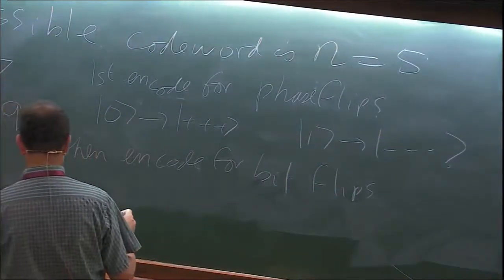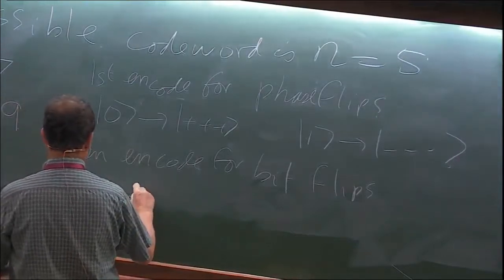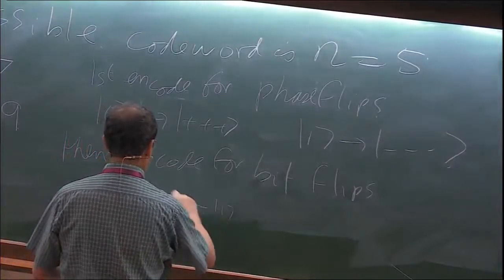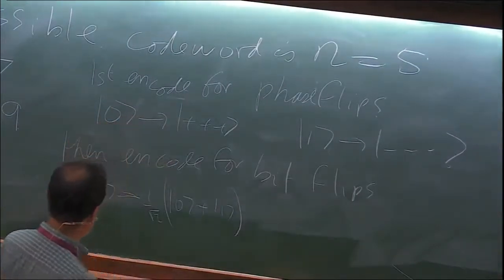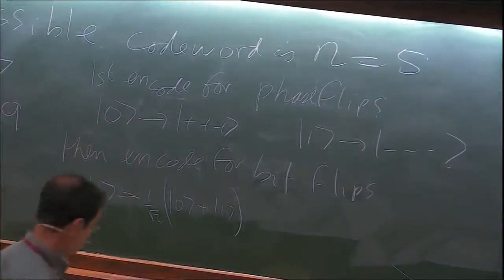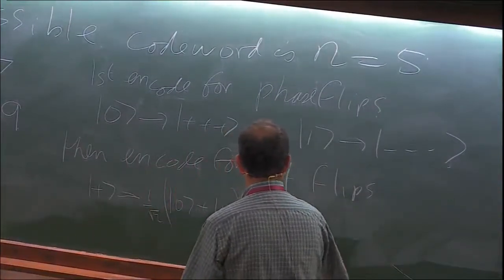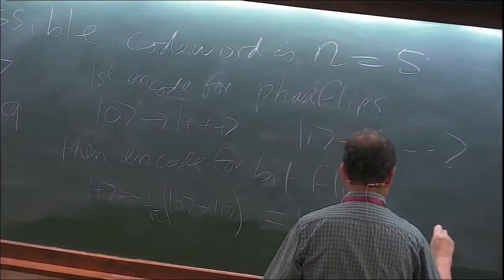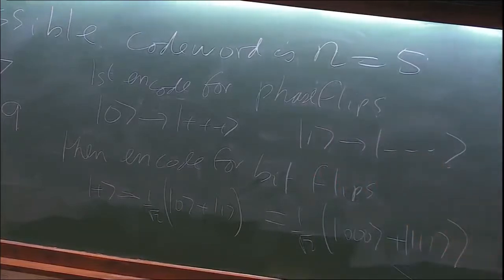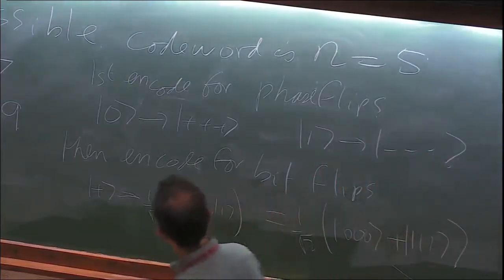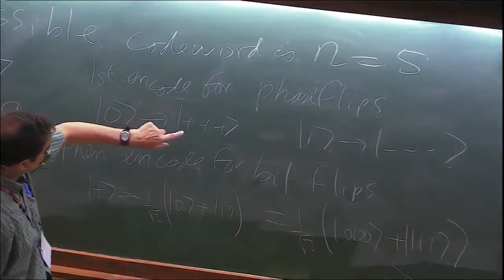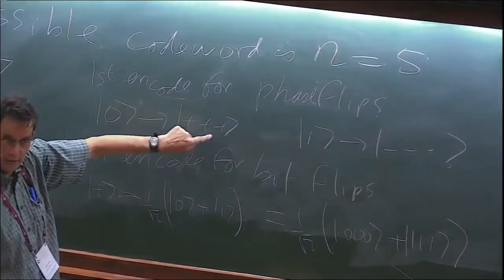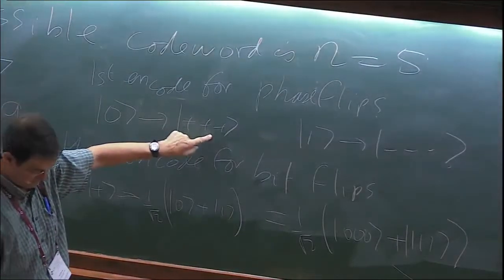So plus, which is 1 over root 2 times 0 plus 1, will just get triplicated as before: 1 over root 2 times 0, 0, 0 plus 1, 1, 1. And this triplication is done for each of the 3 in the plus, plus, plus. So we get 9 altogether.